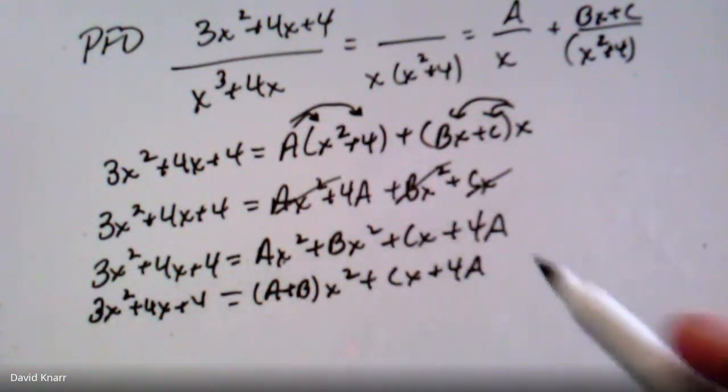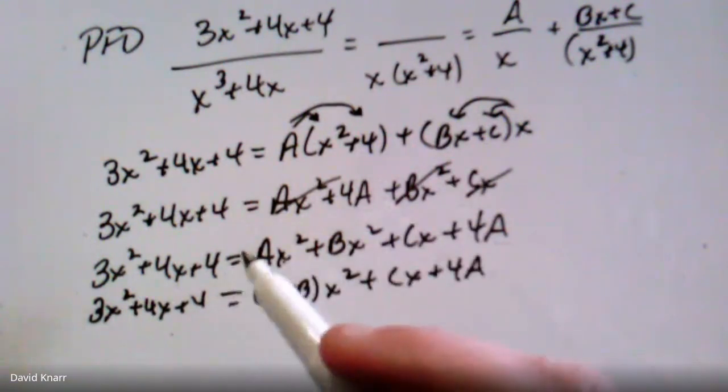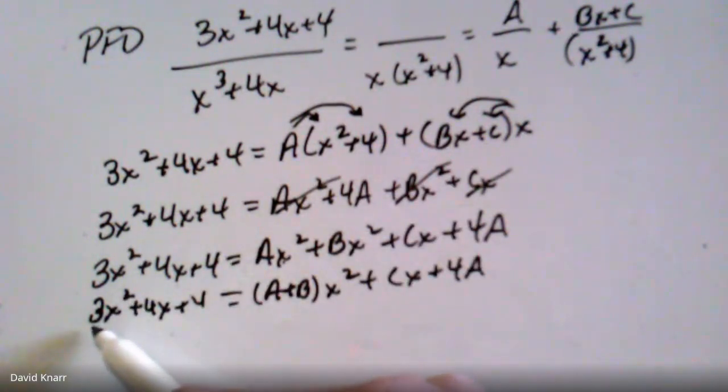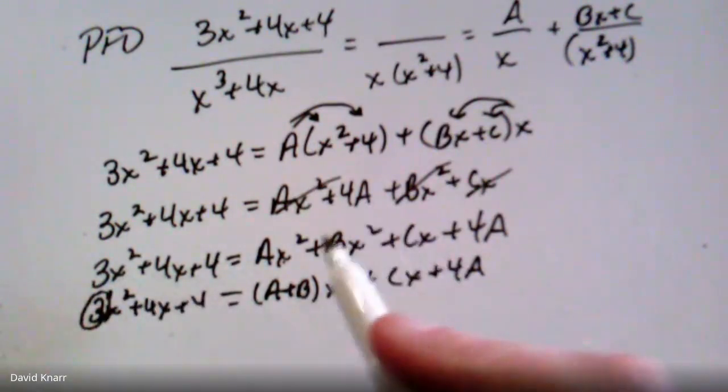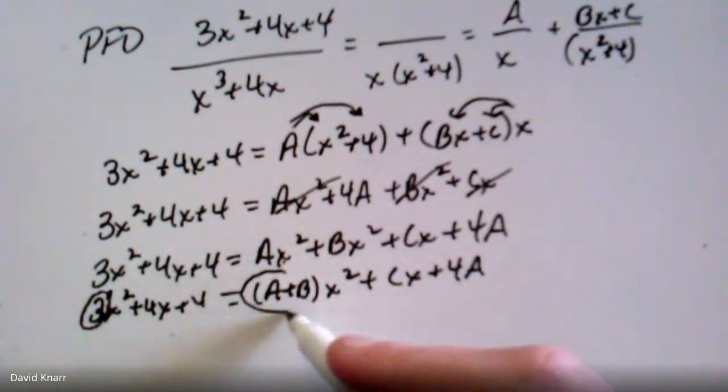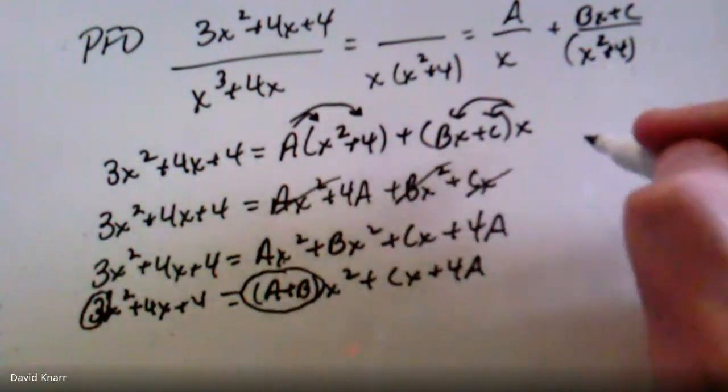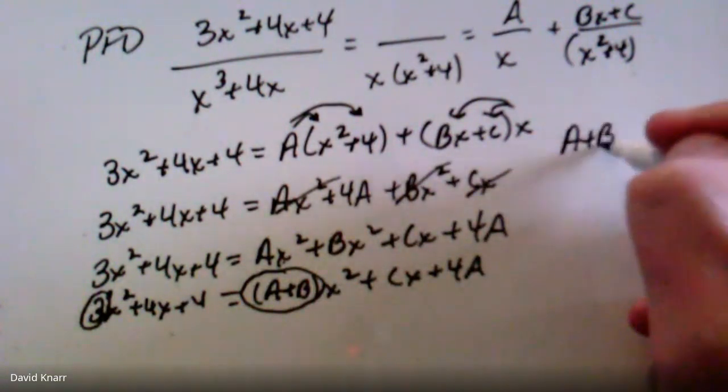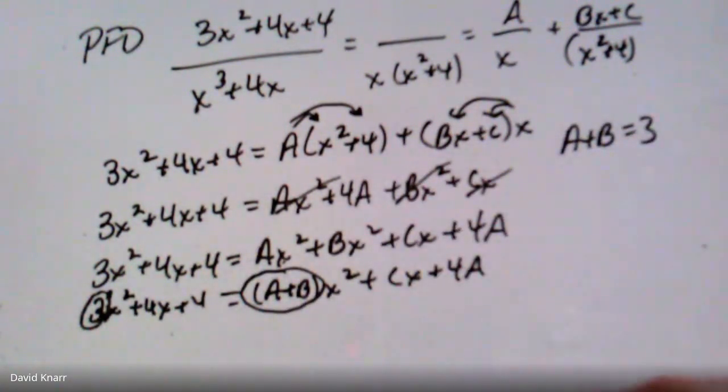Here we go. We'll do it over here in the corner. So what do we have? On the left, we want there to be a 3 in front of the x squared. On the right, we have a plus b in front of the x squared. So we know a plus b has to equal 3.